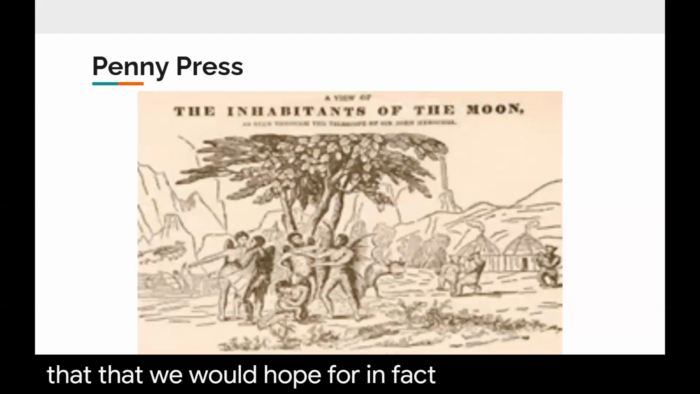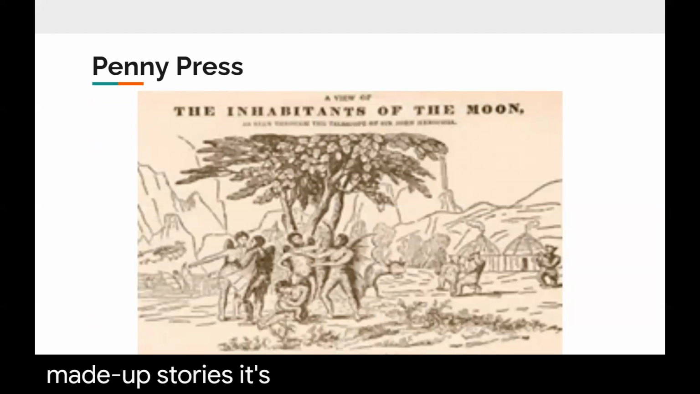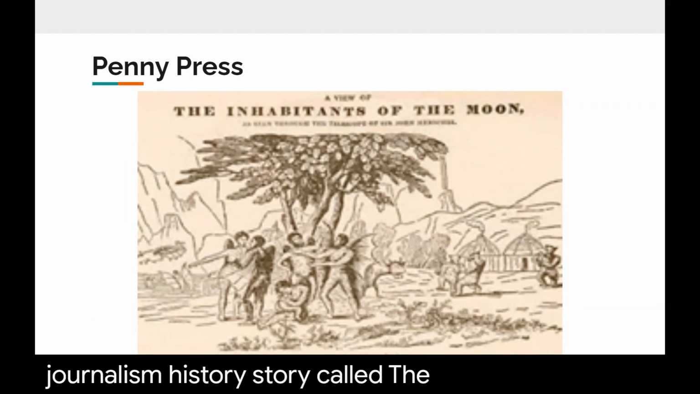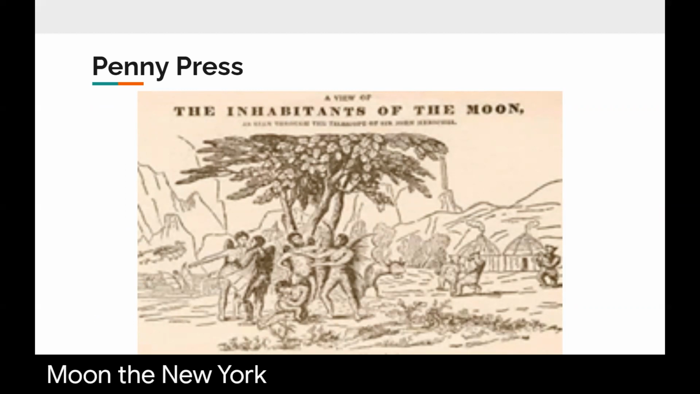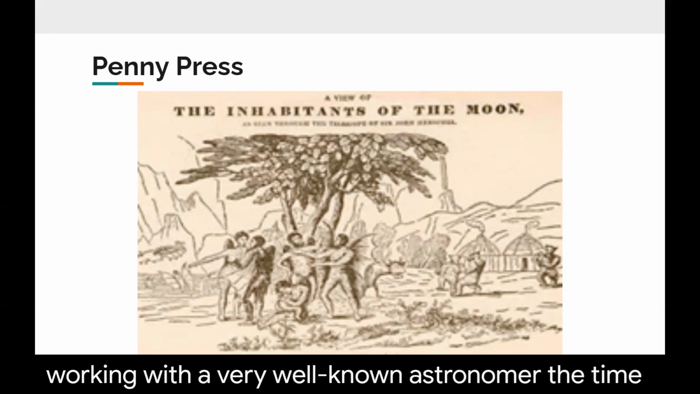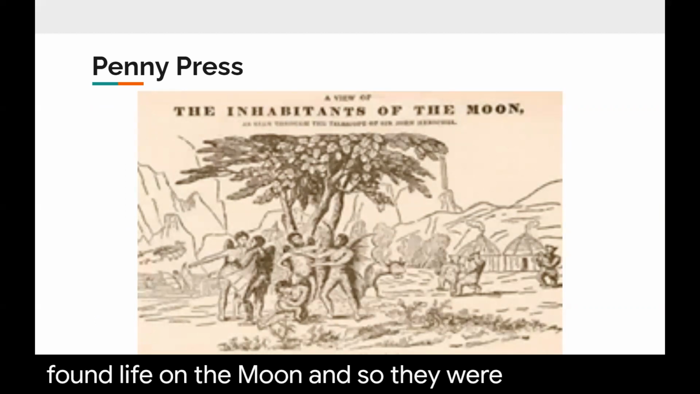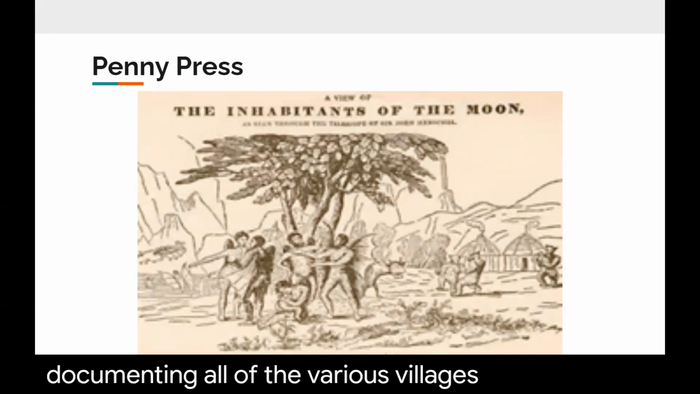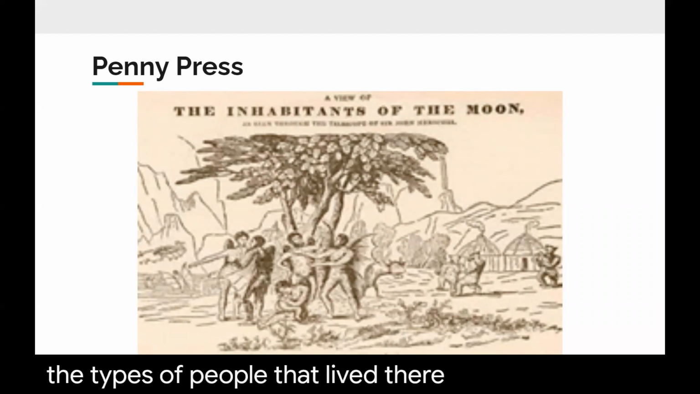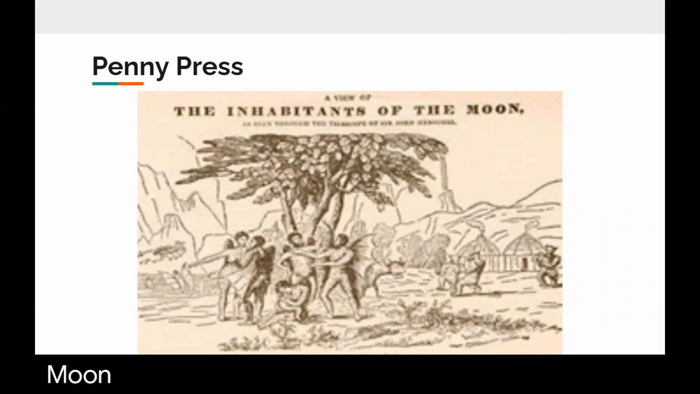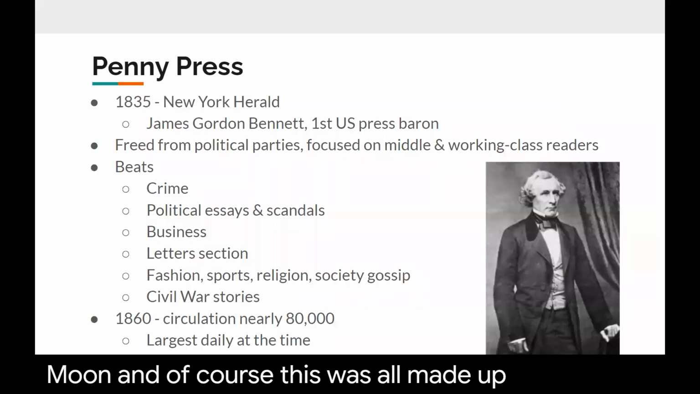In fact, here's one of their made-up stories. It's an infamous story in American journalism history called "The Inhabitants of the Moon." The New York Sun made up a doctor who was working with a very well-known astronomer at the time, and they were claiming that this doctor had found life on the moon. And so they were documenting all of the various villages on the moon, the types of people that lived there, the culture of the moon. And of course, this was all made up.